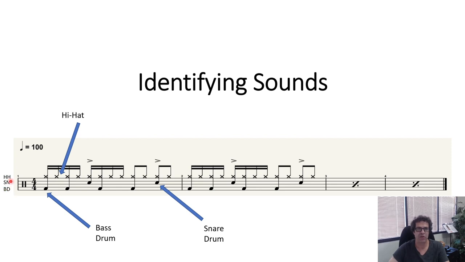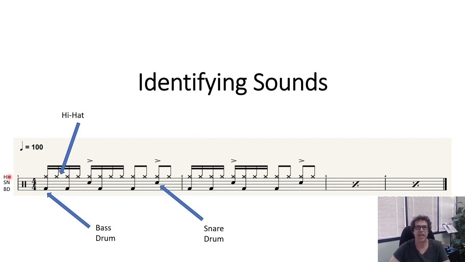HH, SN, BD. By now, you should probably take a pretty good guess of what that means. So HH means hi-hat. This is your hi-hat line. Those X's represent the hi-hat. And remember those accents, those little arrows up here, those represent accents. And as you can see, some of the notes now are merging together. They start layering on top of each other, but you could read them just as, you know, we saw them before, as quarter notes, eighth notes, and 16th notes. Here's a combination of them, as you could see.